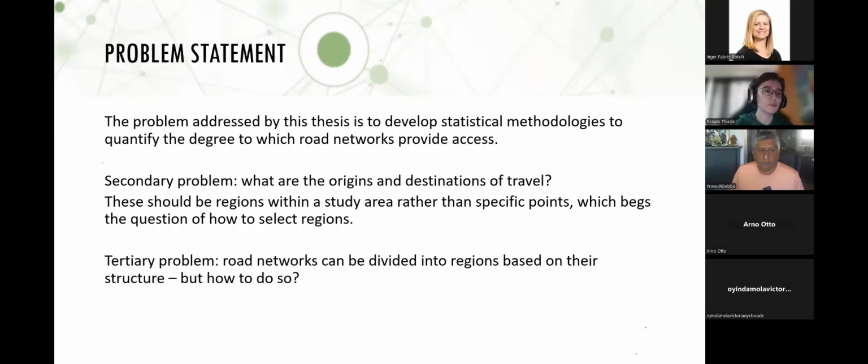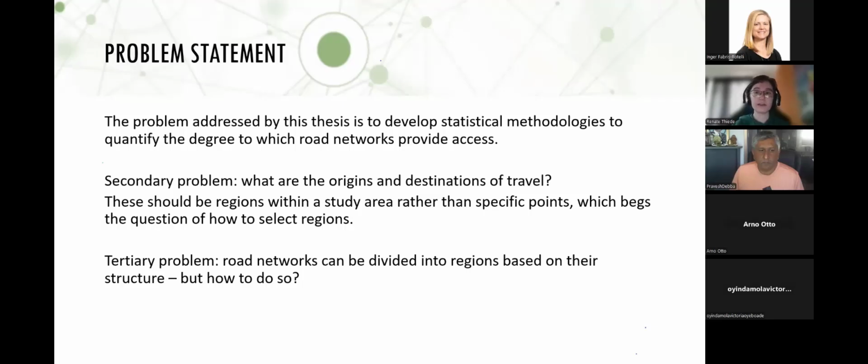This does lead to two other mini problems that were needed to actually clarify the original problem statement, which is, so between which things, which points, which areas do we want to quantify accessibility? So what are the origins and destinations of travel? And my PhD looked at regions within a study area rather than specific points. And then the question becomes how to select the regions.